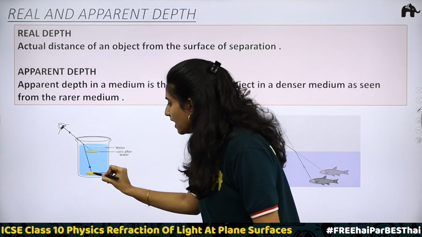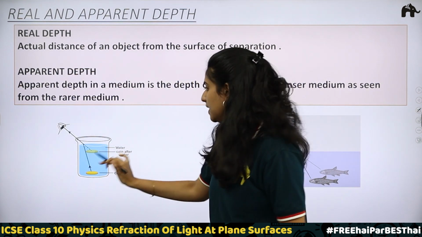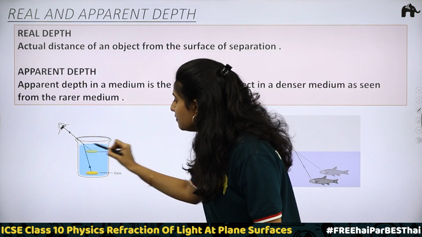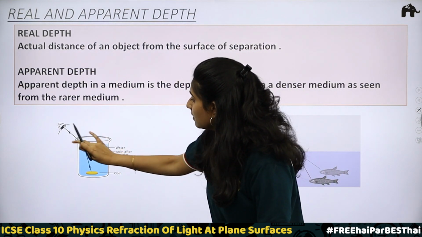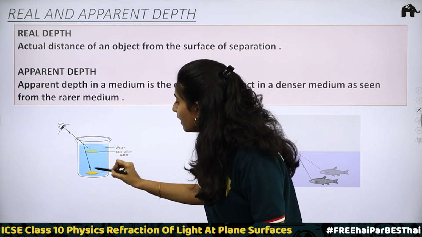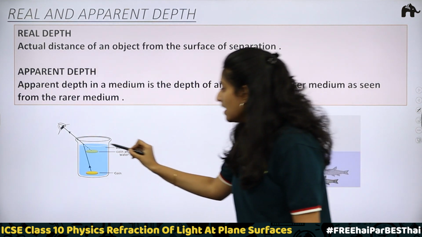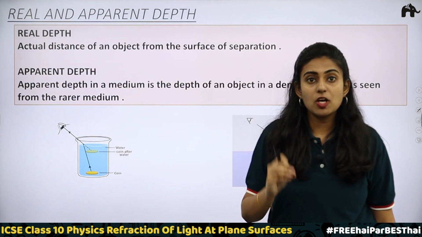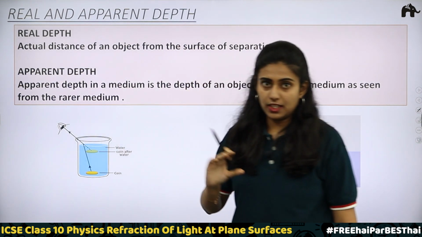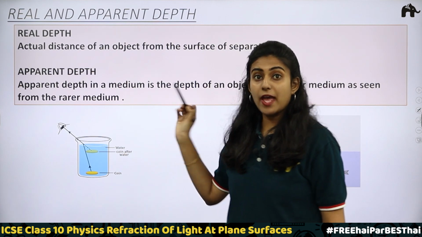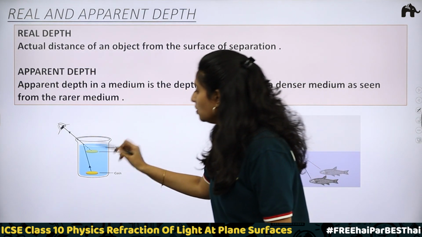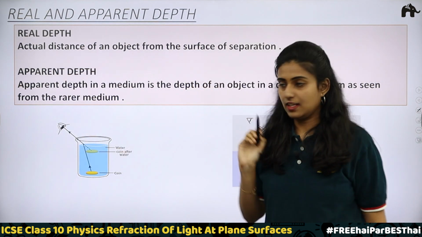Here we have the coin at this point, that is, at the bottom of the beaker. So the actual depth or real depth is the distance from the surface of the two mediums, the interface of the two mediums, to the point where the coin is placed. The total distance is called the real depth or actual depth. Now what happens? Because of the presence of a pair of mediums, water and air, refraction takes place, and due to this the coin will appear raised.